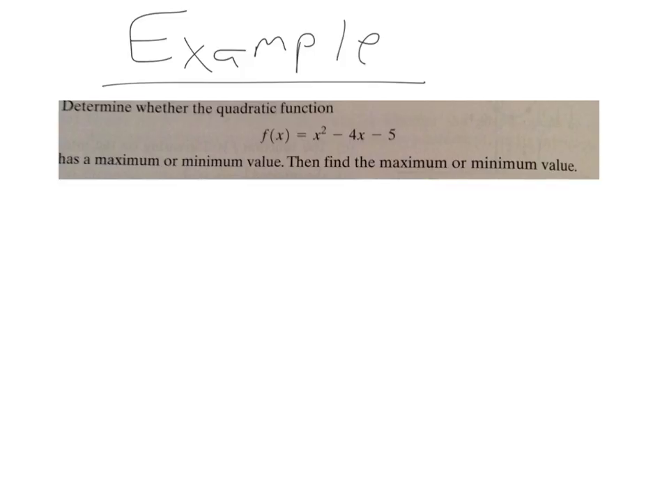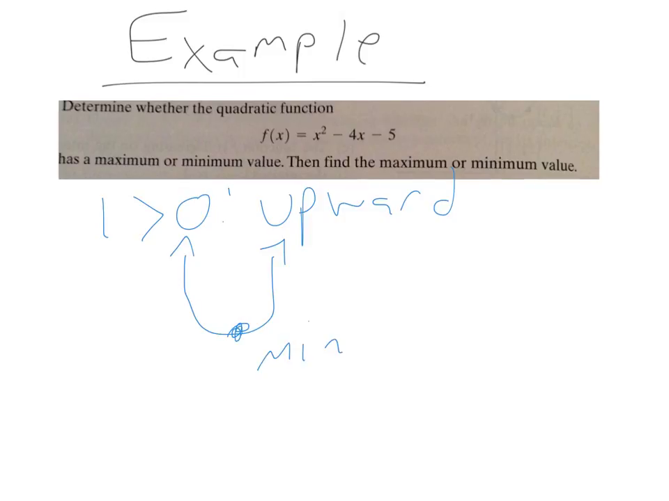Alright, now this last example is determine whether this quadratic function has a maximum or minimum value. Then determine that maximum minimum value. Alright, you can determine if it's a maximum or minimum by simply looking at the number in front of x squared. The number in front of x squared is 1, which is greater than 0, which means it faces upward. If it's facing upward like this, the vertex would be a minimum value.